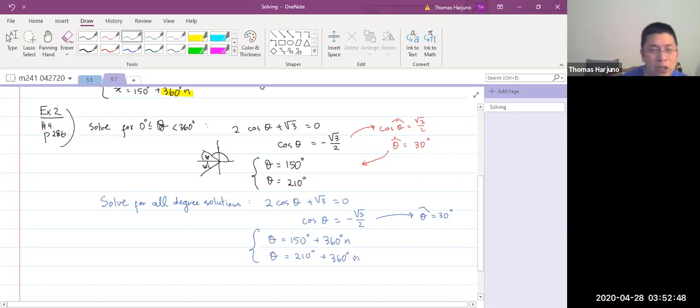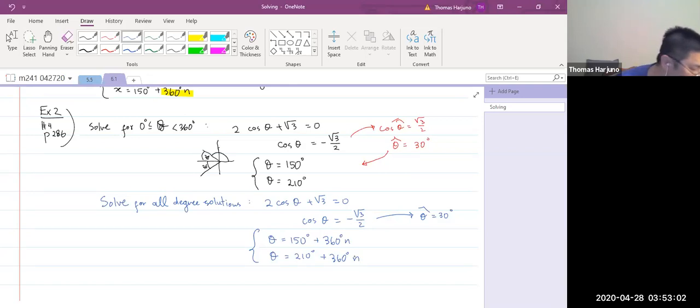So I hope you see the difference between if we solve only in the first period from 0 to 360 degrees, you don't need to add the 360-degree n. If you need all the solutions, then you need to make sure that you add that 360-degree n.